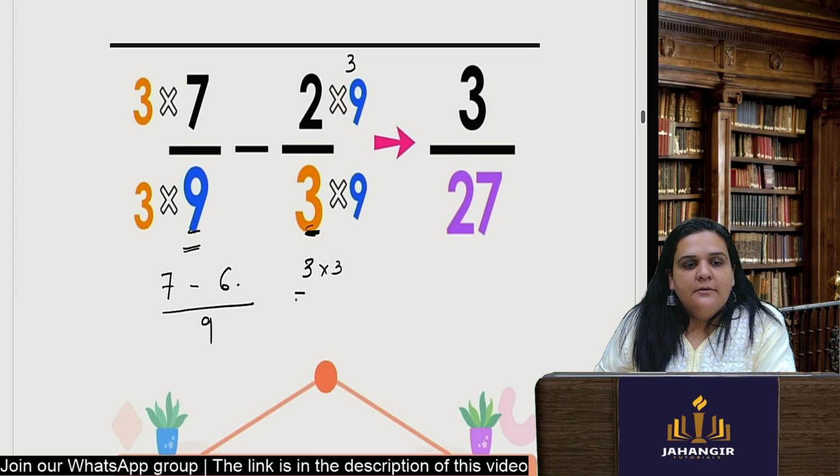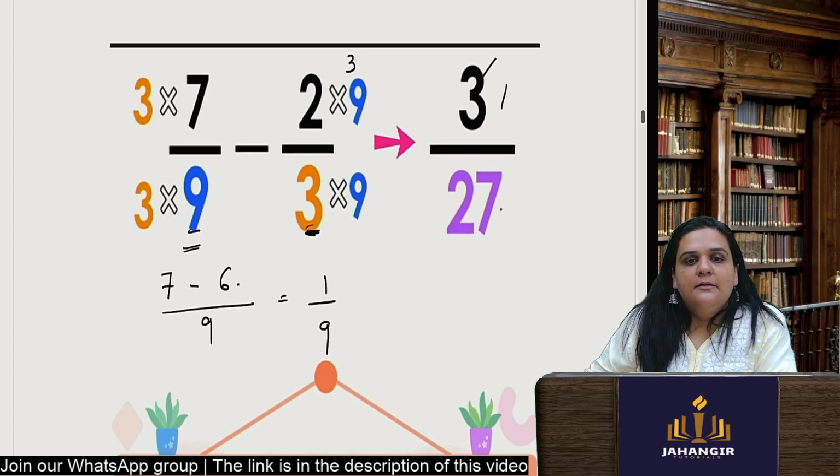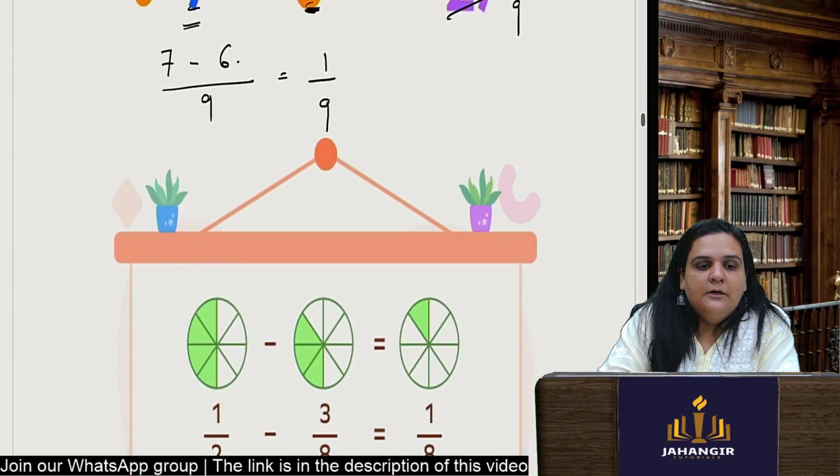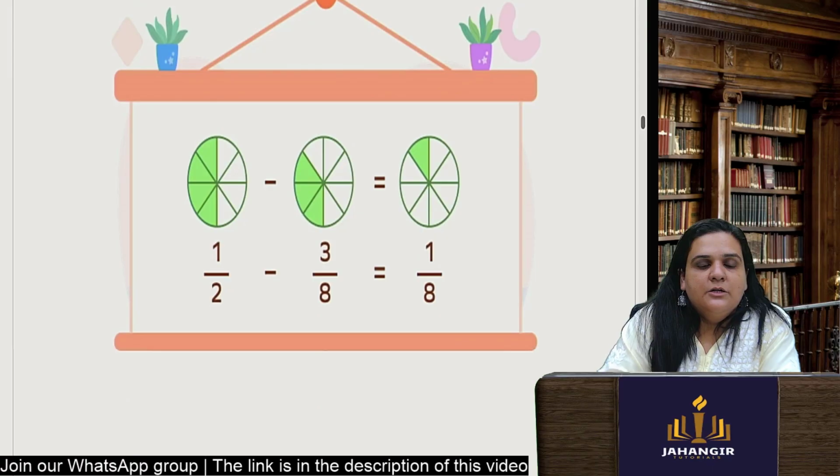So you will get 1 upon 9. Same answer. This will be 1 upon 9. 3 1s are 3, 3 9s are 9. Simplest form. Okay. So now this is a pie diagram.